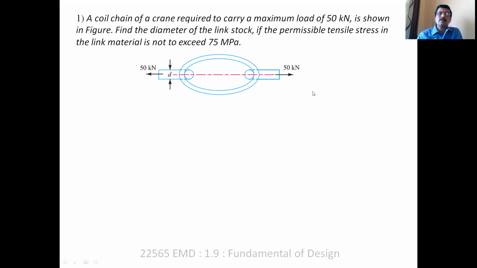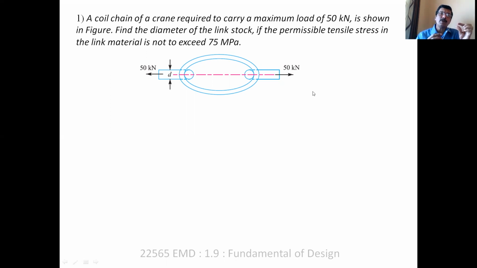There is one simple chain. This chain is used for a crane. So that's why a coil chain of a crane is required to carry a load of 50 kilonewton as shown in the figure. So you'll find that there is one chain and that is subjected to 50 kilonewton tensile loading. You can see the figure. In that figure you'll find that there is a load of 50 kilonewton in the tensile direction.